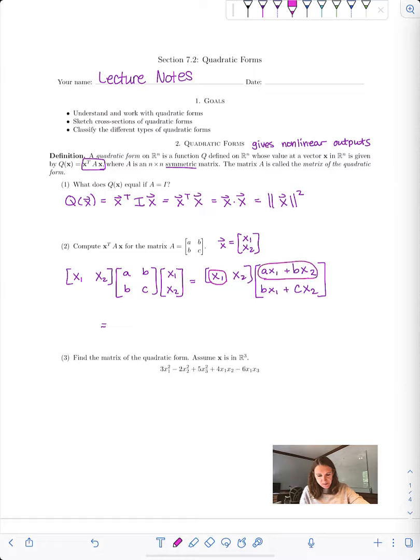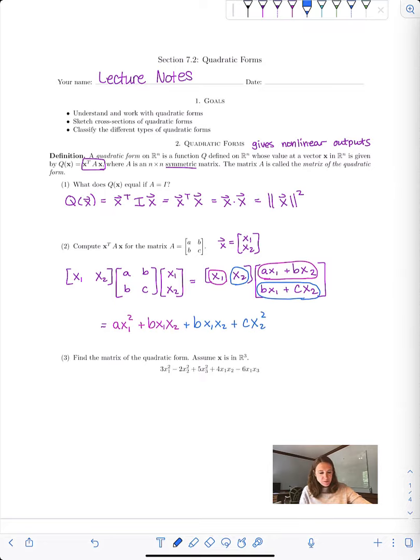And then finally, we do our matrix multiplication, which, remember, we do our first entry in our first row times our first entry in our first column plus our second entry in our row times our second entry in our column. And so what we're left with, since these variables commute, is AX1 squared plus BX1 x2, and then plus another BX1 x2, and then CX2 squared.